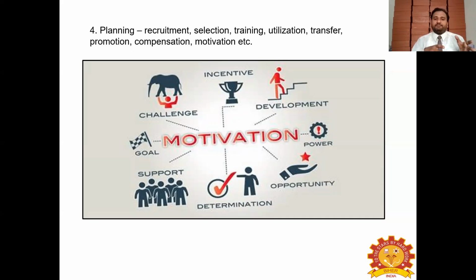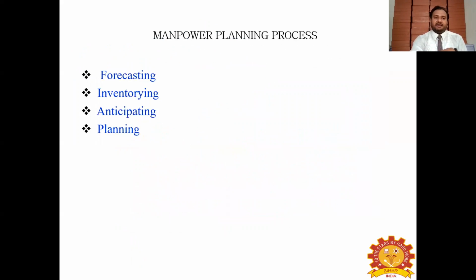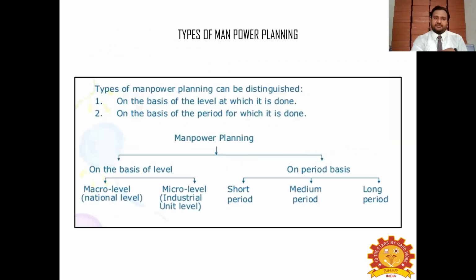We can try to develop them. We can fix a goal for them, because if you don't have a motive, there is nothing that you can keep as a reason to work for an organization. You need to have a goal, that is motive. Then you should also support your employees. So these are the 4 processes that we have in the manpower planning process.